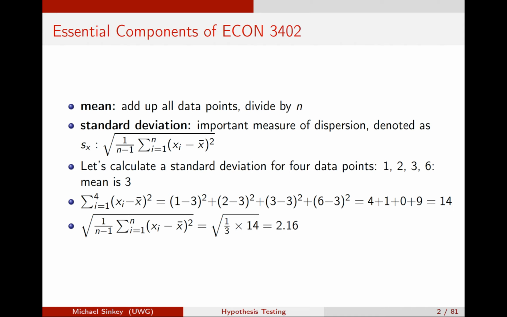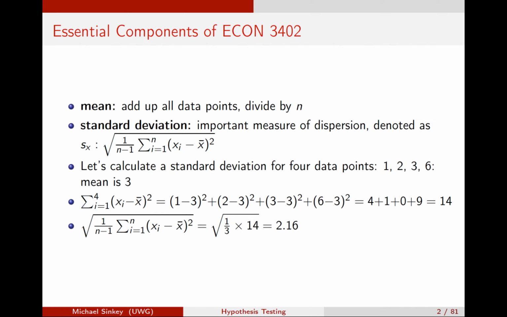I square it. That's 4. I do the same task for the second data point. The second data point is 2. I subtract the sample mean, which is 3, and I get a -1. I square it, that's 1. I do it for the third data point, which is 3. 3 minus 3 is 0. 0 squared, still 0. I do it for the fourth data point. The value is 6. 6 minus 3, 3. Squared, 9. I add them all together, 4 plus 1 plus 0 plus 9. I get 14.